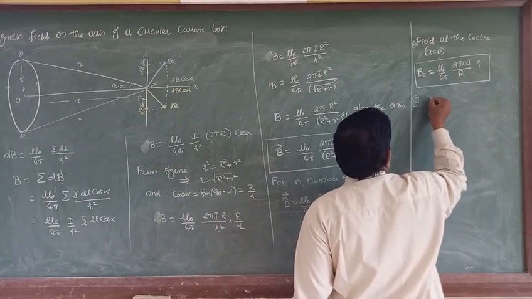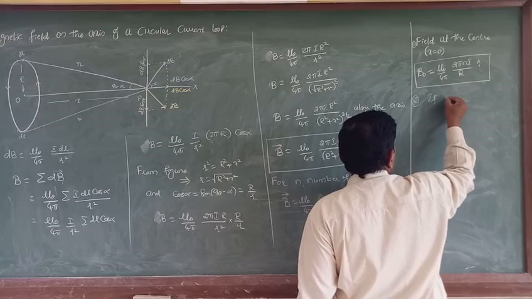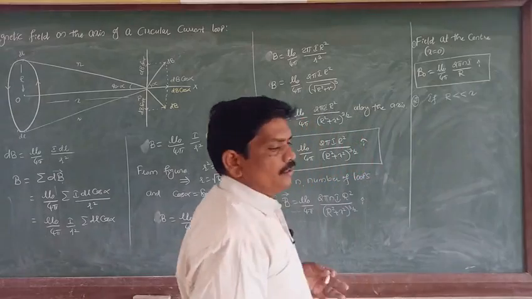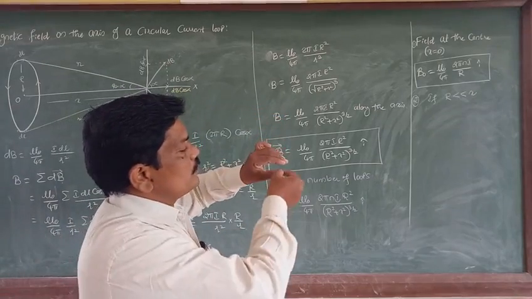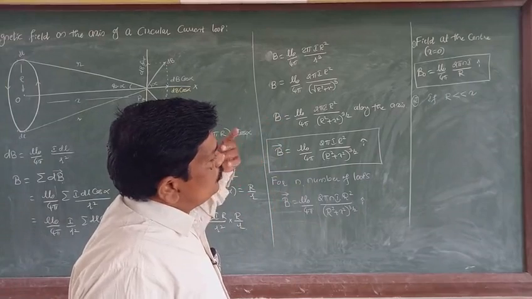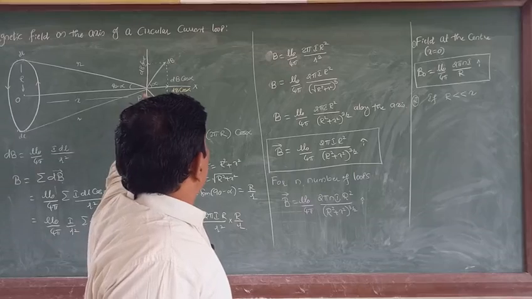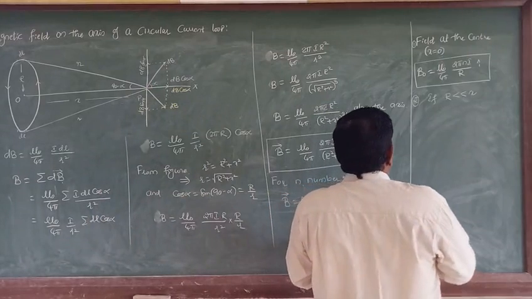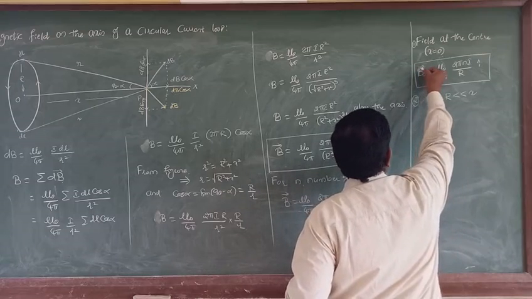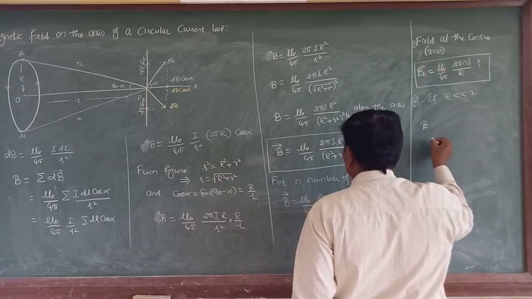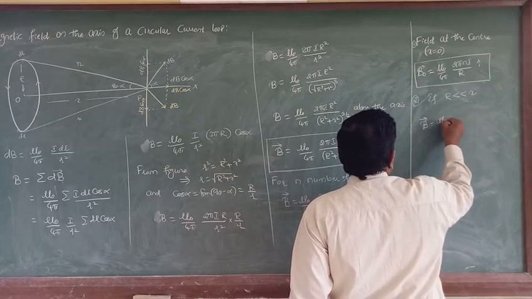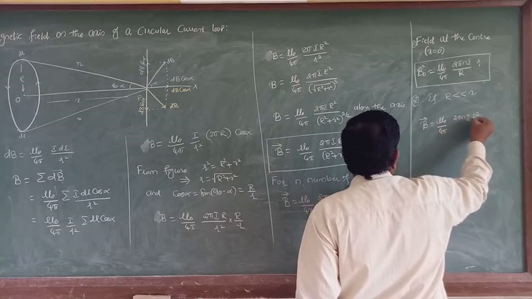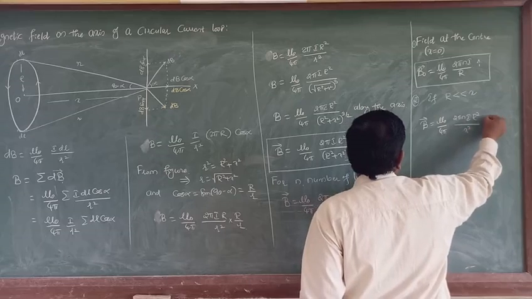Now, if r is very small as compared to x, that is, the radius of the loop is very small and the distance of the point is too large, or the point P is far away from the center, then we can write B in vector form equal to mu naught upon 4 pi, 2 pi n I r square divided by x cube.